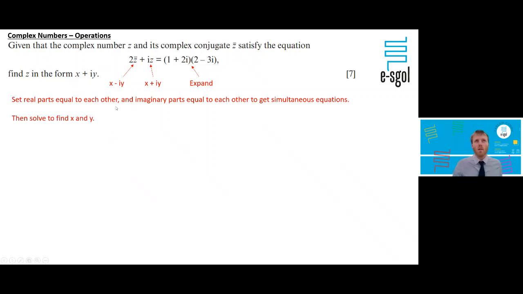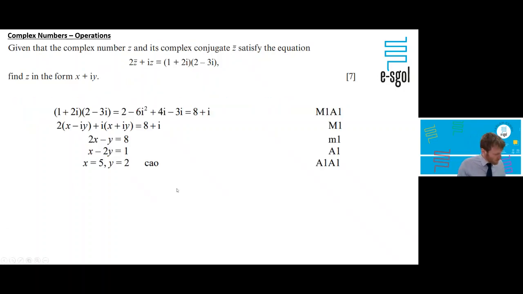Then you'll take the real parts and make them equal to each other, and you'll take the imaginary parts and make them equal to each other, and you should get some simultaneous equations. You then solve them to find x and y. You might want to pause the video now and try that yourself. And then on this next slide is the solution, or the mark scheme.